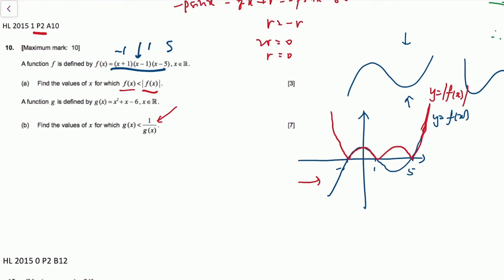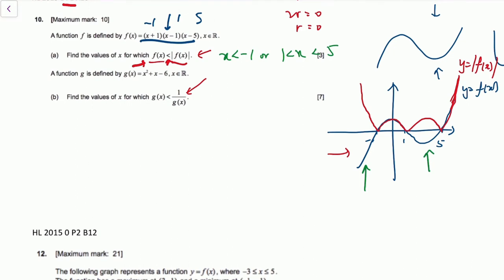The question is for what values of x the original function is below, less than, the absolute one. So it's basically this part and this part, so that is when x is less than -1, or when x is between 1 and 5. So we see the first part actually doesn't require a GDC.